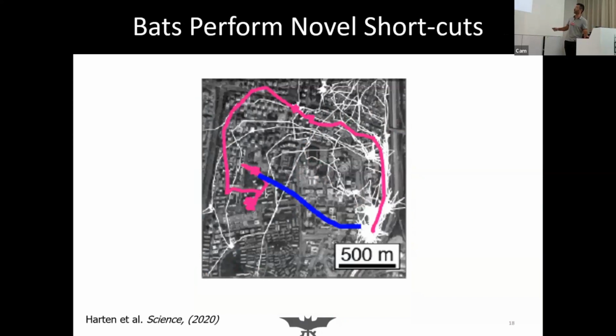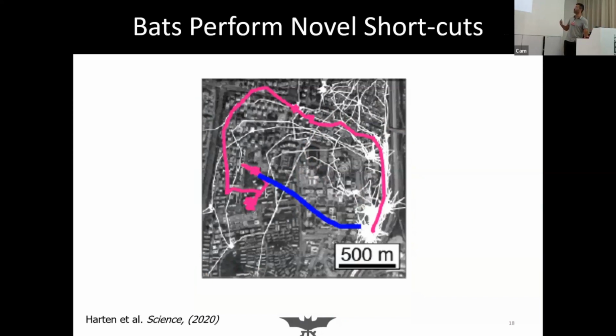In a second, I'll show you that they can perform much longer shortcuts. What you see here: on the night of the shortcut, the bat leaves the colony, it flies around, it forages, it flies here, it forages, and then it performs the shortcut. In white, you see everything that this bat did before. So you see it never took this trajectory before.